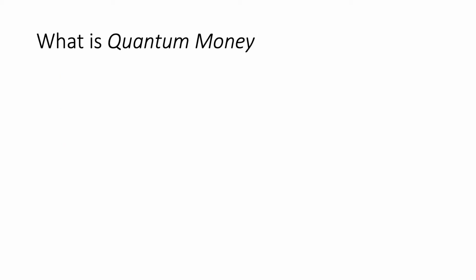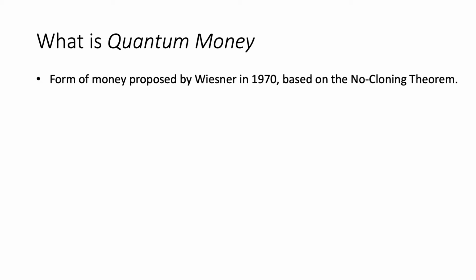Okay, so now let's move to a brief overview of quantum money, which should be a bit more familiar to the audience. Now, quantum money was first proposed by Wiesner around 1970. It's a form of money based on the no-cloning theorem. In a quantum money scheme, a banknote is a quantum state, which cannot be generically copied.